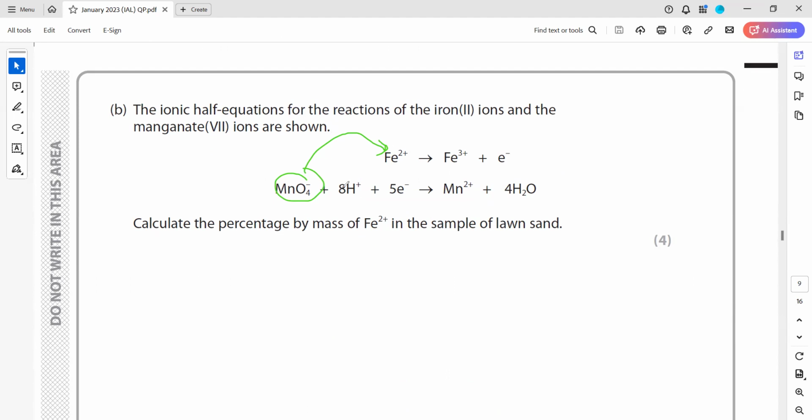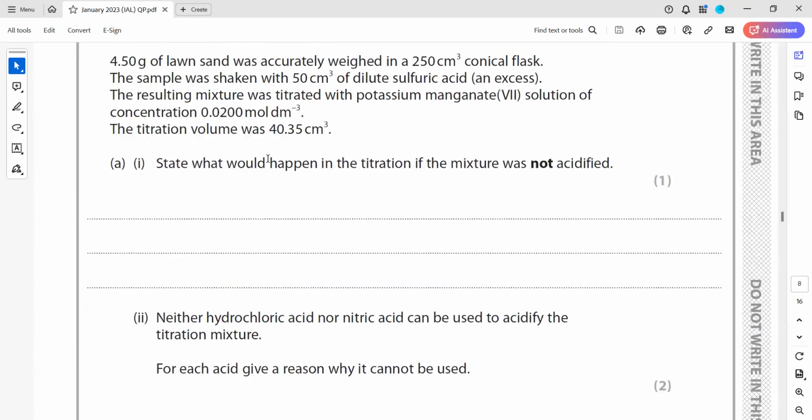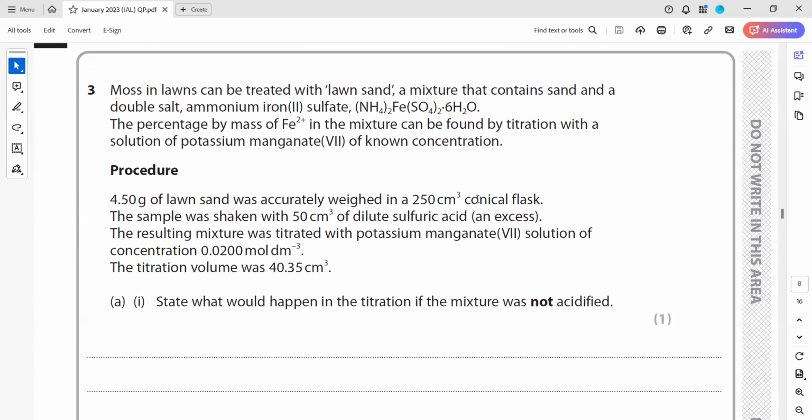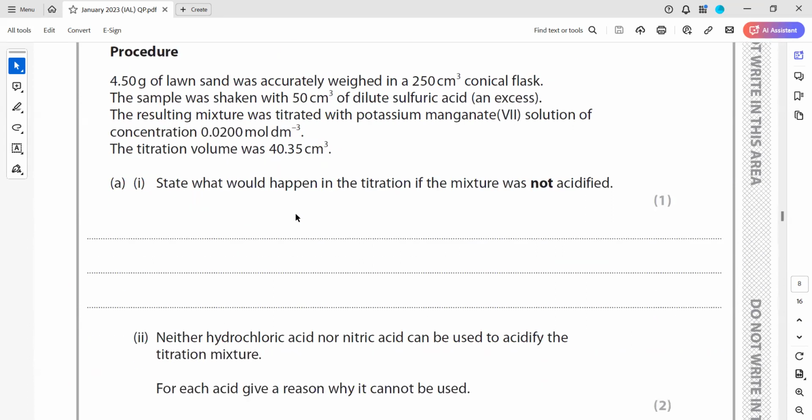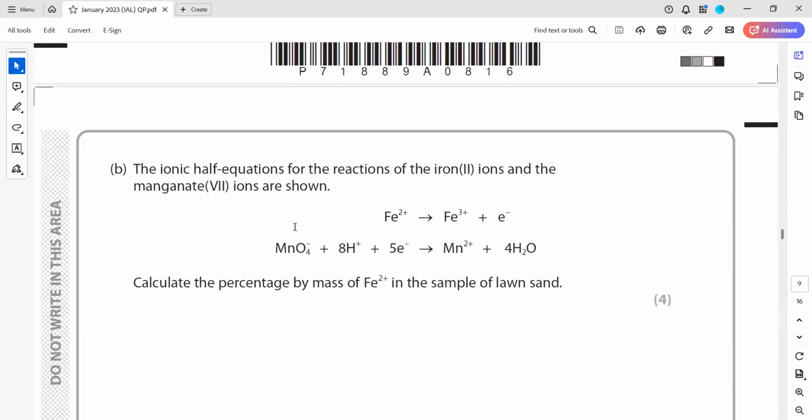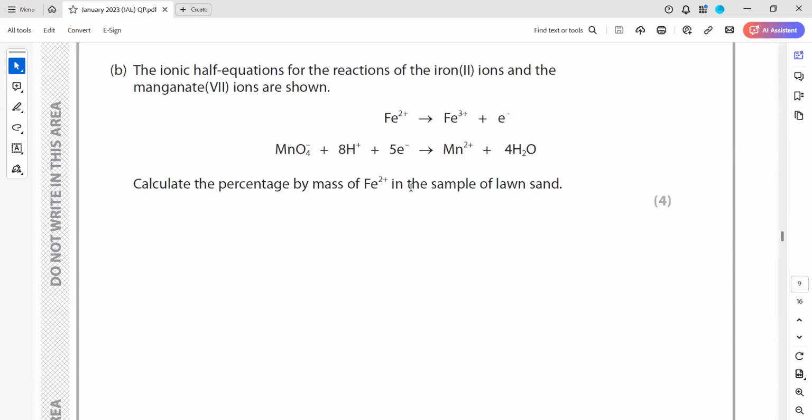Then we work out the mass, because in the question, we make a solution like 4 gram in 250 cm cube, and the sample was shaken with 50 cm cube of hydrochloric acid, and the resultant mixture, the full, was titrated. So we use the complete mixture for titration. After getting the moles of iron 2, multiply by the molar mass, we'll get the mass in gram and compare, because we need a percentage. The total mass of the lawn sand is 4.5 grams.